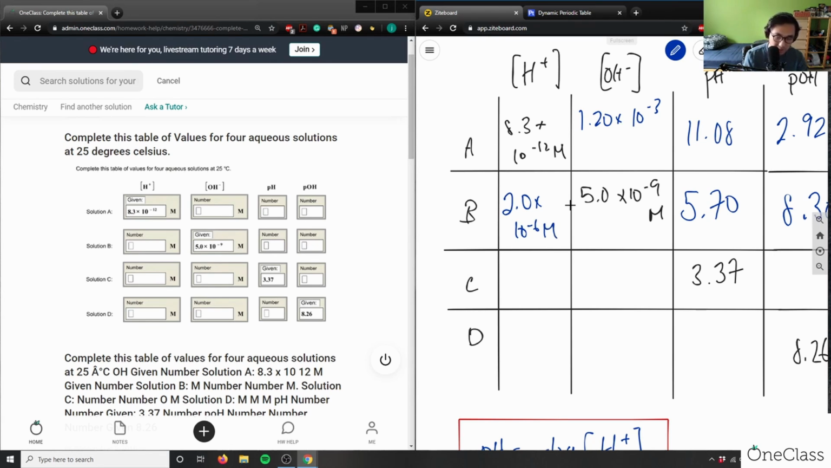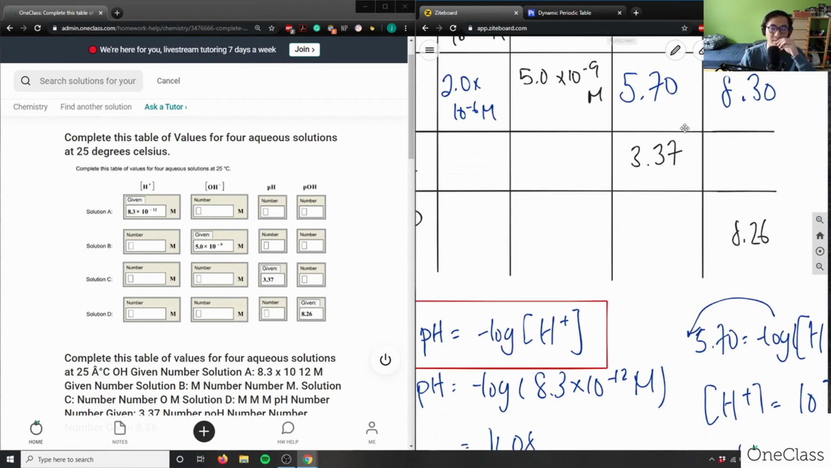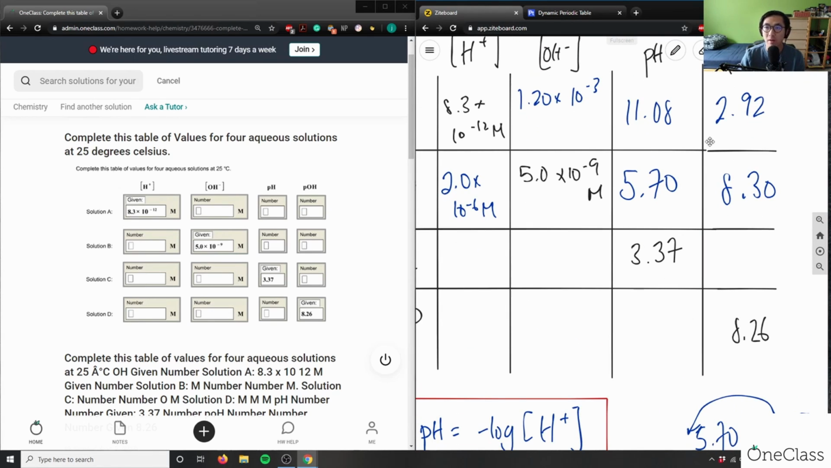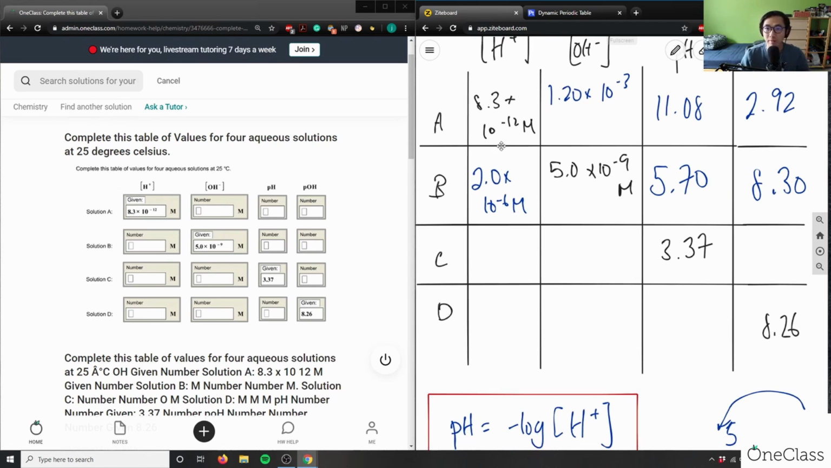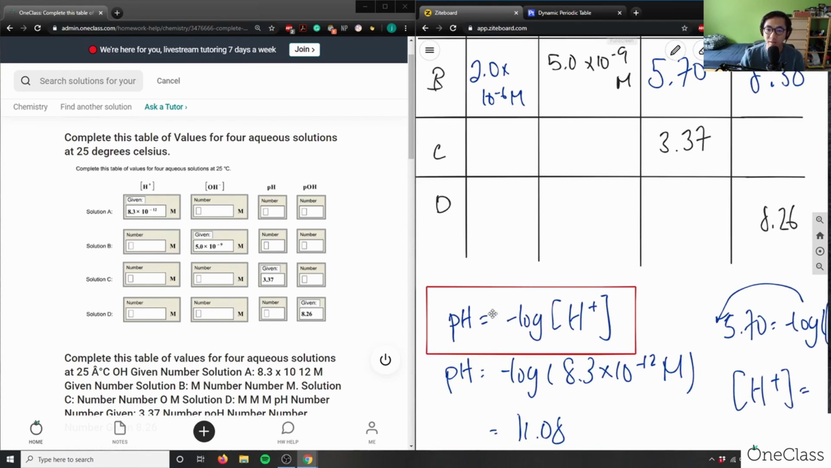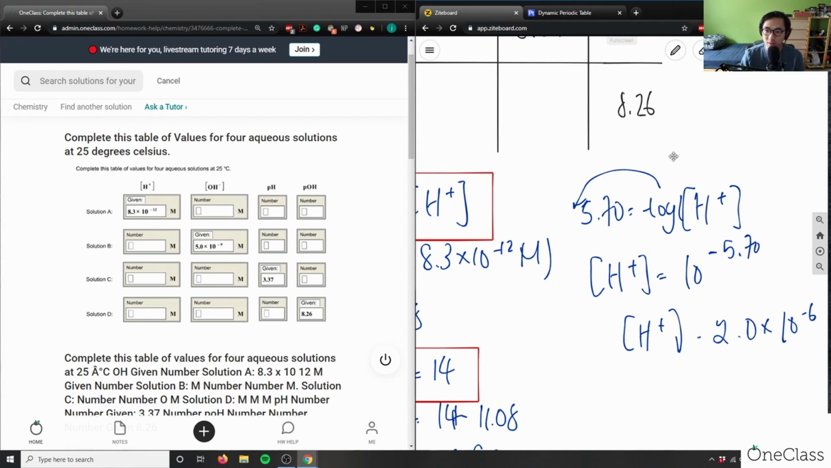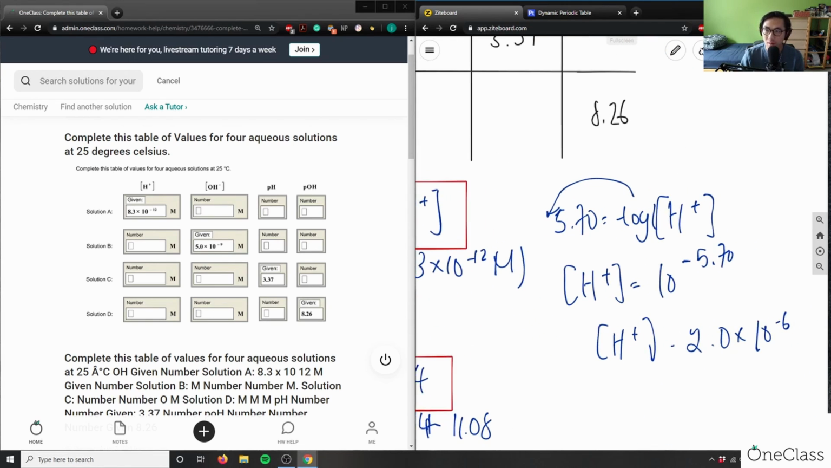Let me just double check something. Yeah, cool. So this here is correct. That's fine. And then all I have to do with solution C again, I'm given my pH, so I can solve for my H plus or my pOH first. It doesn't really matter. Let me solve for my H plus here. So I'm taking 10 to the negative pH here, which would give me my solution, right? Let me erase this to make room.